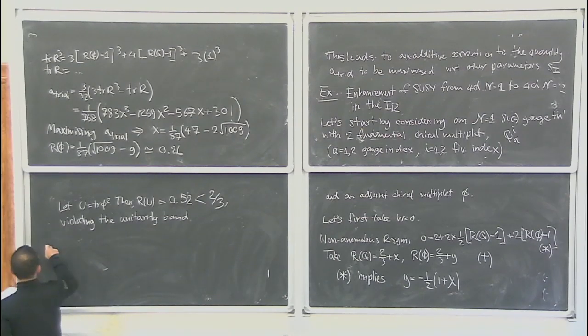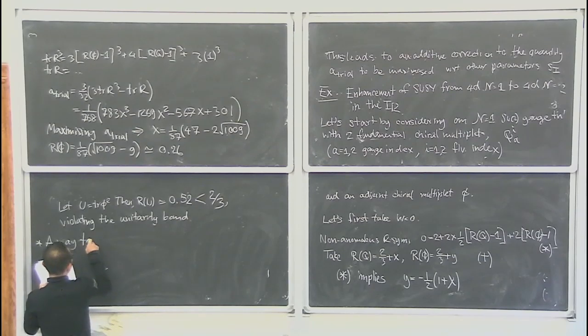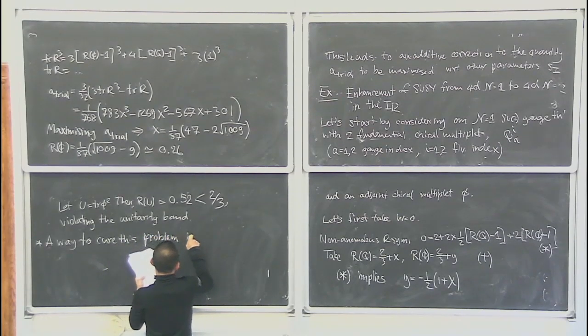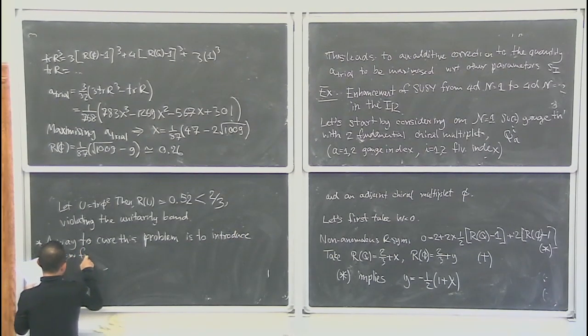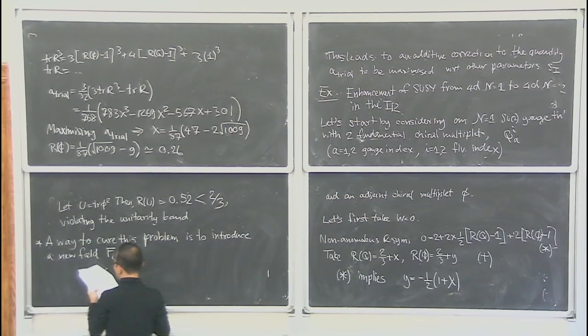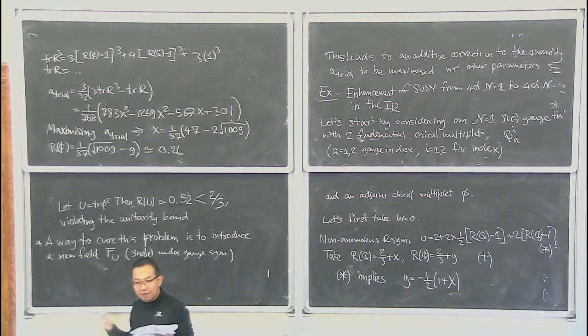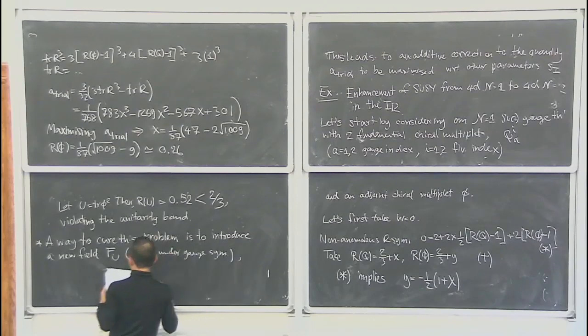So basically, a way to cure this problem, this is not the way, it's a way to cure this problem, is to introduce a new field, call it F_u. This is a singlet under gauge symmetry, so it doesn't carry any index. It's just a field where there are no indices, up or down, neither flavor nor color. It is known as the flipping field.